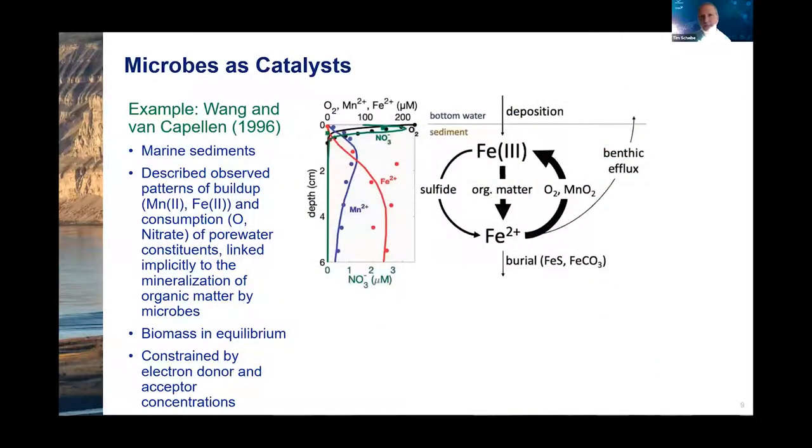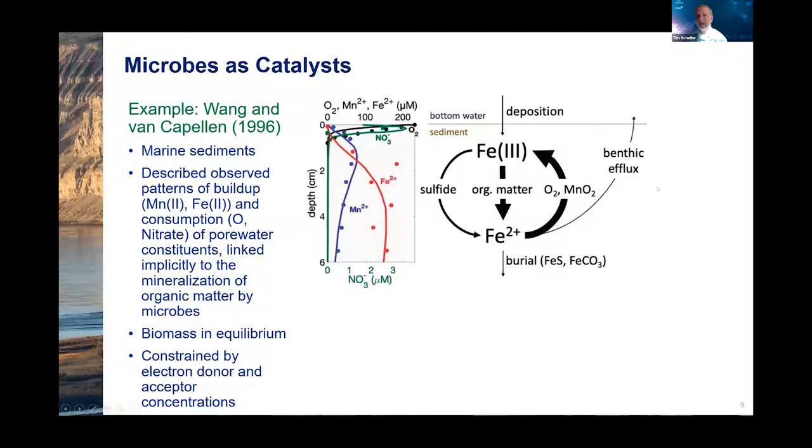So the first step of incorporating microbes early on was treating microbes as catalysts for these reactions. An example of that is a paper by Wong and Van Cappellen from 1996, where they studied marine sediments, and they observed that there's a typical profile of various electron acceptors in this system. So oxygen, you would see very high at the surface of the sediment column, the interface with the water body. And then you'd see that depleted quickly, and nitrate also depleted fairly quickly. And then the buildup of reduced iron and manganese as these processes proceeded.